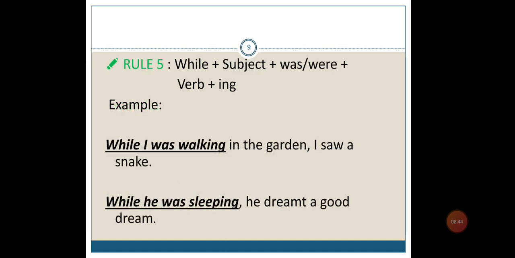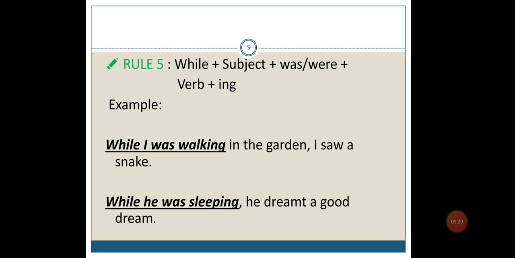Rule 5. While plus subject plus was, were, plus verb plus ing. In the previous rule, we have seen that ing is added with the verb after while, but here we can see while is followed by a subject, and that's why we have to use past continuous tense. Look at the examples.